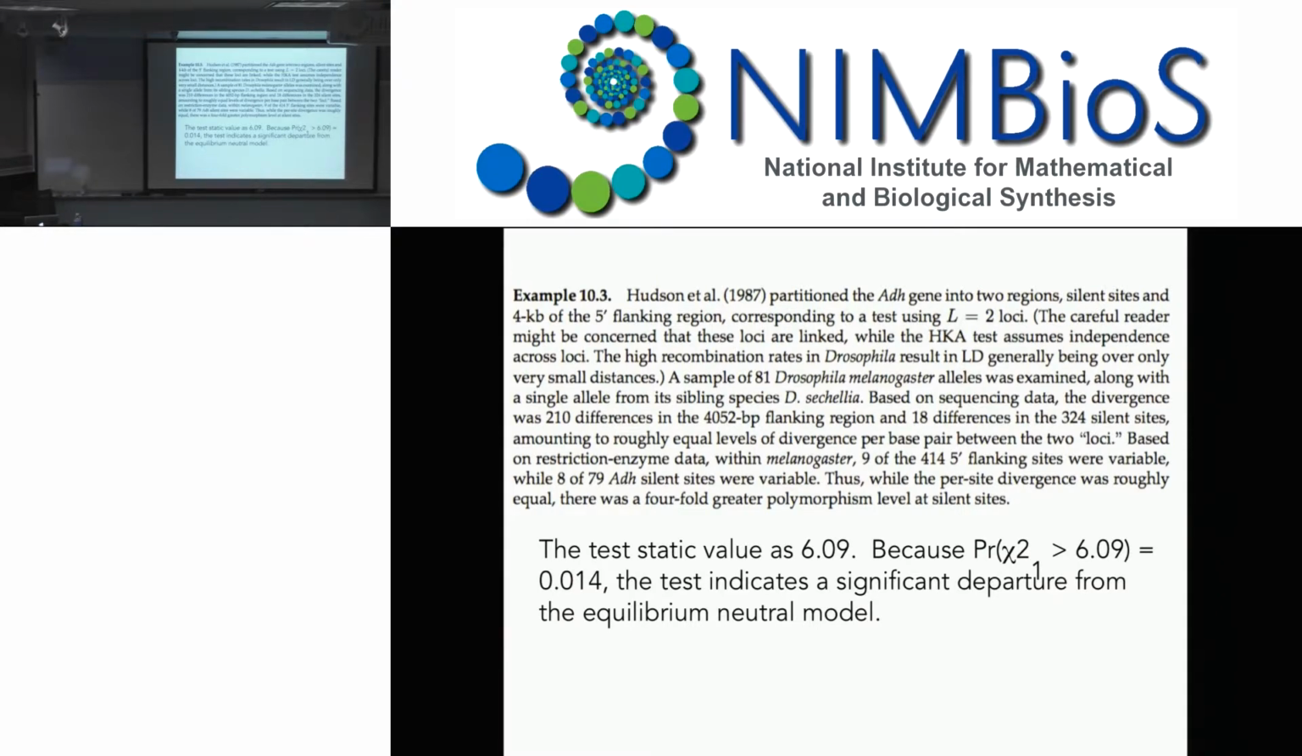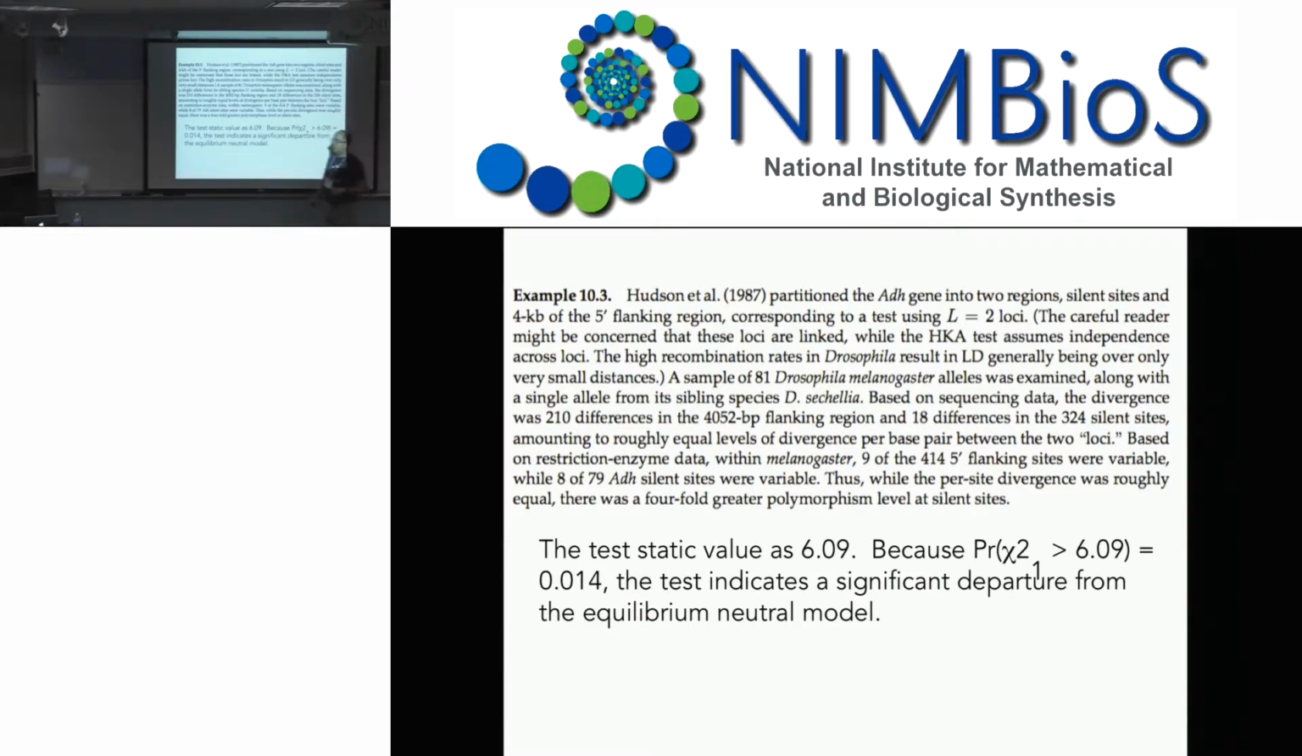The probability that chi-square with 1 degree of freedom is bigger than 6 is a little bit more than 1%. Sorry about the funky fonts here. So these data show a significant departure from the equilibrium neutral model. Again, with equilibrium neutral, you have the same issue as with site frequency spectrum tests. The departure could simply be because the model is not at equilibrium.